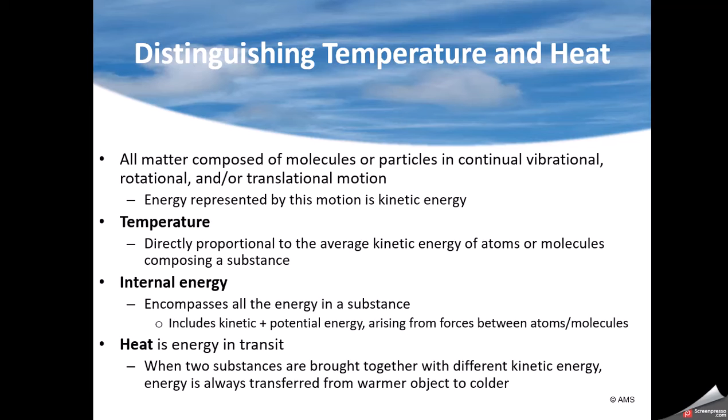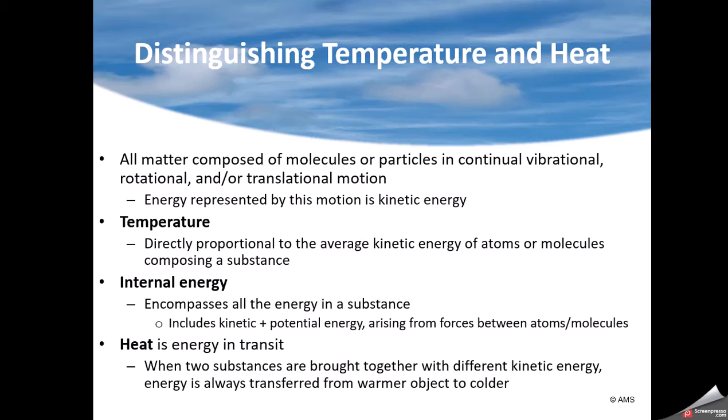All matter has molecules, and all those molecules move. They can have a continual vibrational, rotational, whatever, translational motion. So energy is represented by this motion. It's kinetic energy. So the more they move, the higher the kinetic energy. Temperature is directly proportional to the average kinetic energy of these molecules. So if you know the temperature, you know approximately the kinetic energy of that material, be it a gas like the atmosphere, be it ground, whatever. The temperature gives you an approximation of the kinetic energy of that stuff.